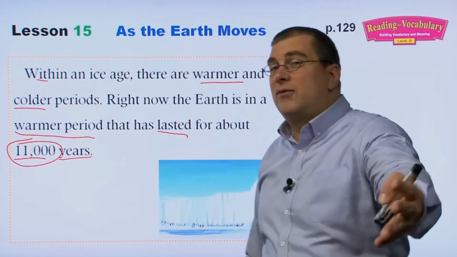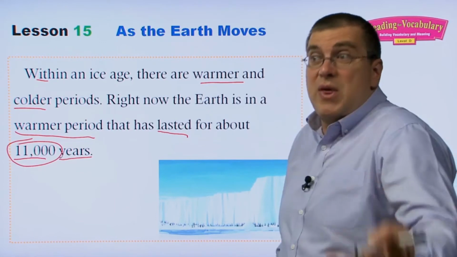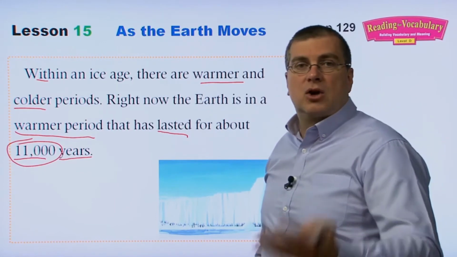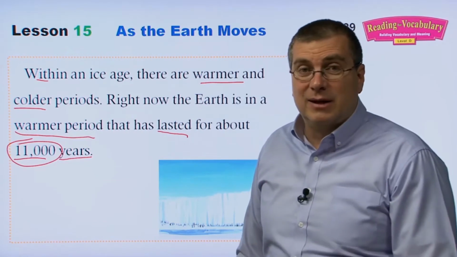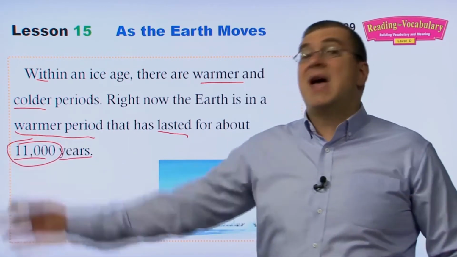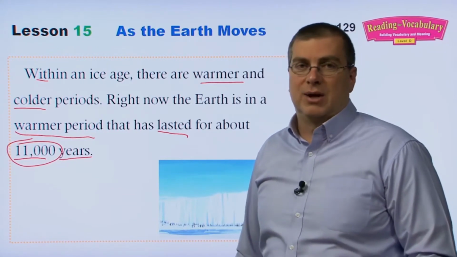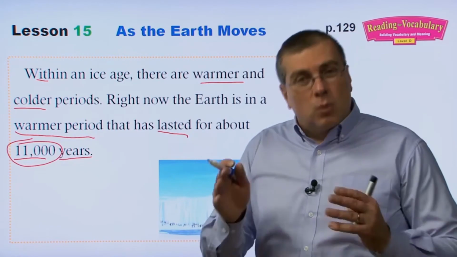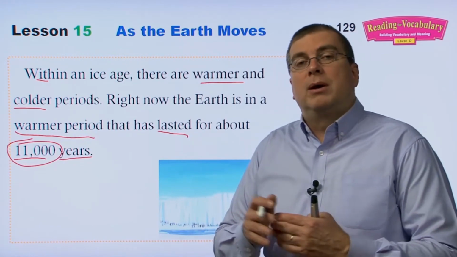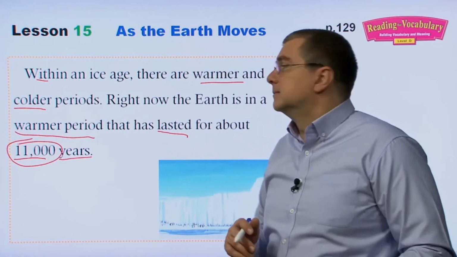Now, it's even hard for us to think about 11,000 years. Think about 2,000 years ago, the Romans and the Greek civilizations. It's hard for us to think about that. But now we're going to go back 9,000 years before that. That's not easy to comprehend, is it? It's very difficult. But this warm period, we're still in an ice age, but it's a warm period that has lasted for 11,000 years. Very interesting.